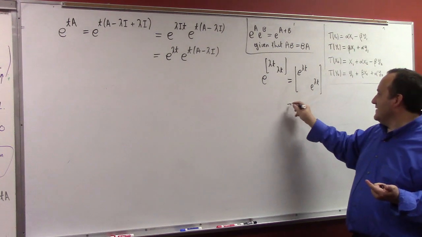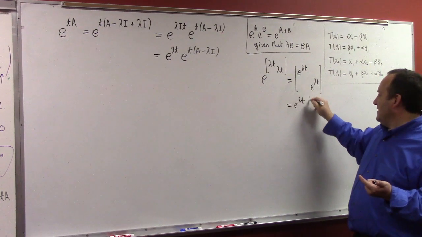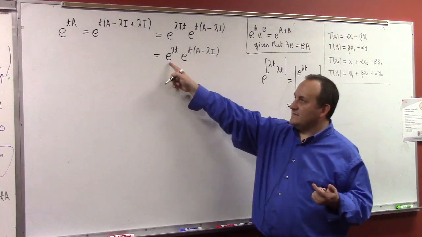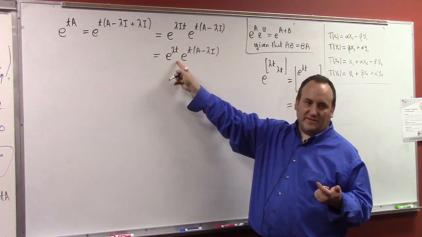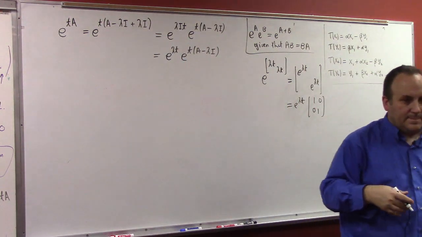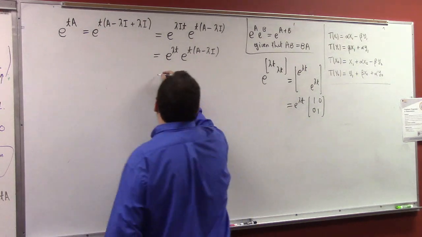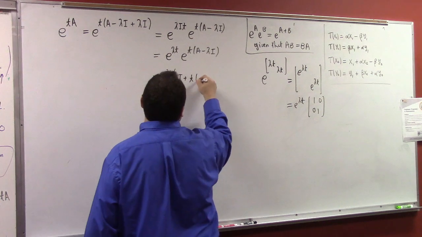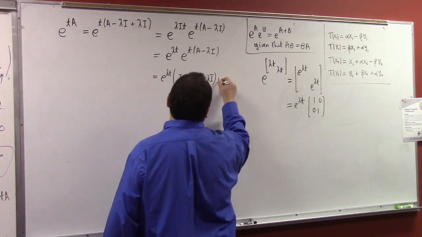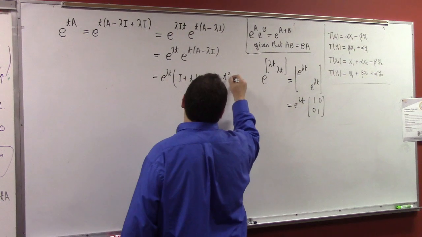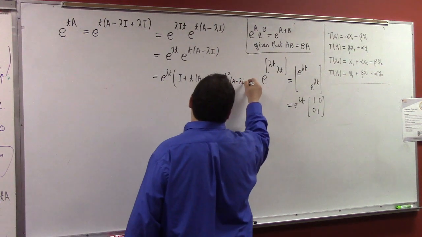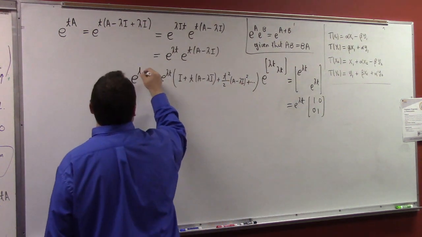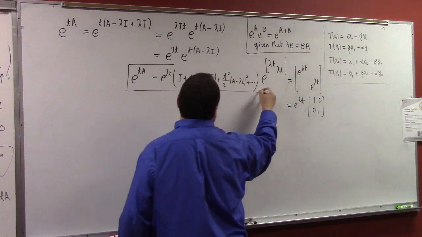But what that means is that this is e^(λt) times the identity matrix, which means that I can just replace this with e^(λt) here. And I could put the identity matrix here, but why bother? Then what? Well then, this is e^(λt) times the identity plus t times (A − λI) plus t squared over 2 times (A − λI) squared plus dot dot dot. I mean, this is a series, it goes on and on. This is what I lovingly refer to as the magic formula.